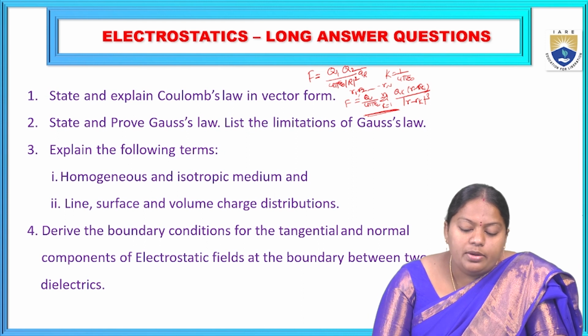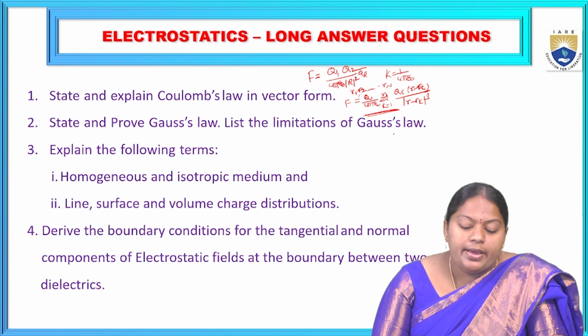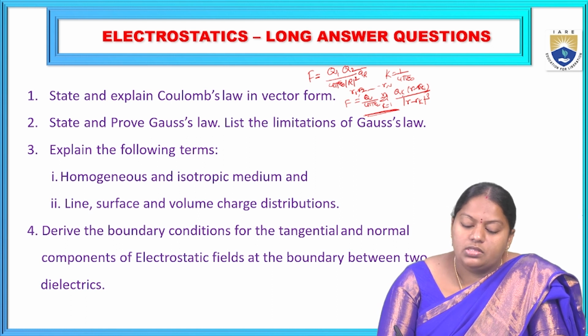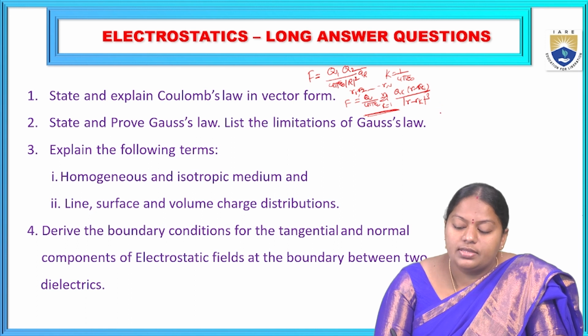Next, state and prove Gauss law. List the limitations of Gauss law. As we know, the statement related to Gauss law is that the flux passing through any closed surface is the same as the net charge enclosed by that surface.